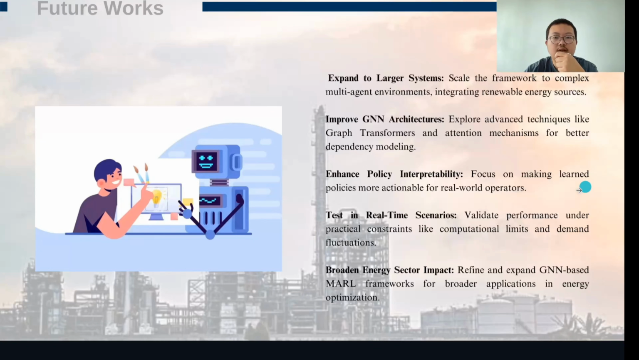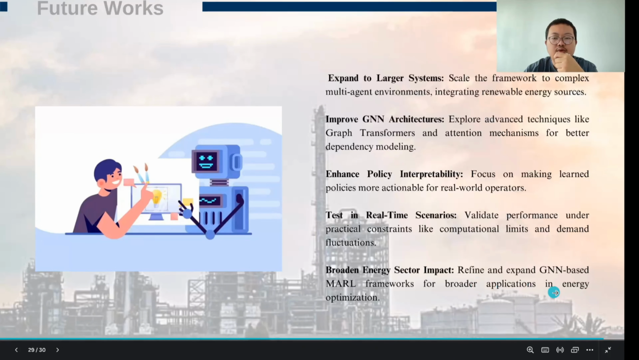Furthermore, focus on making learned policies more actionable for real-world operators and validate performance under practical constraints like computational limits and demand fluctuations. Lastly, refine and expand GNN-based MARL frameworks for broader application in energy optimization.